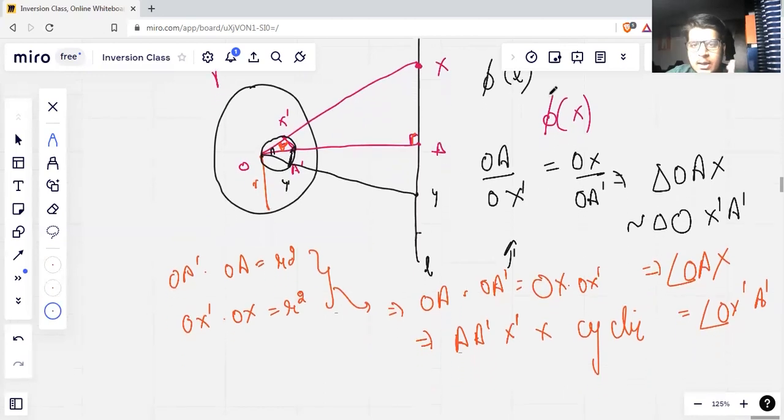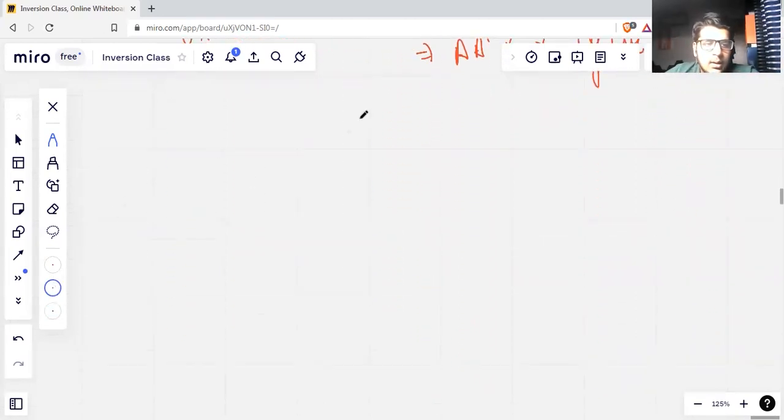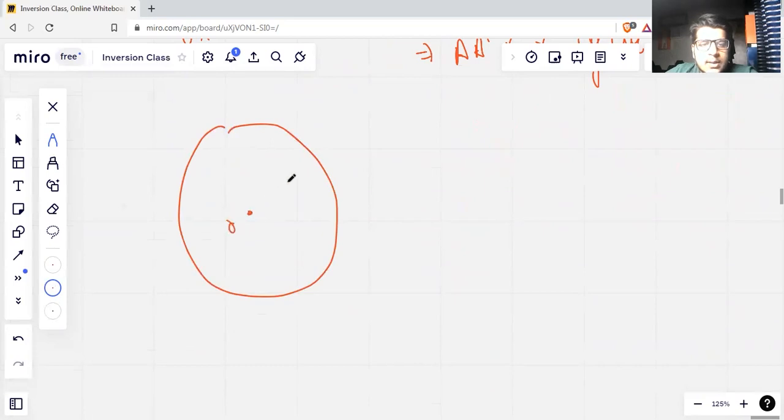I hope that's clear. Also, in the proof of this, we notice a nice thing. So if this is a circle and we consider two points, let's say A and B, we consider their inverses A dash and B dash.